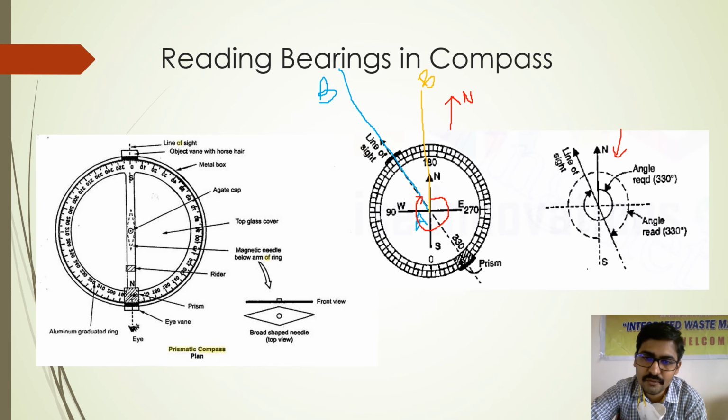Understood? So the reason why south is written 0 and north is written 180 degrees is that you are measuring the angle on the opposite side of the measurement. So that is the reason why south is written 0 and north is written 180 degrees. And even east is written 270 and west is written 90 degrees. I hope this is quite easy for you to understand.